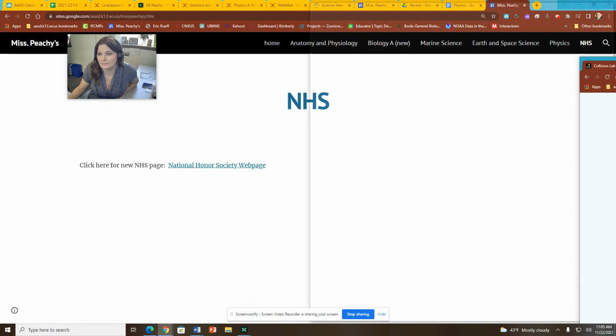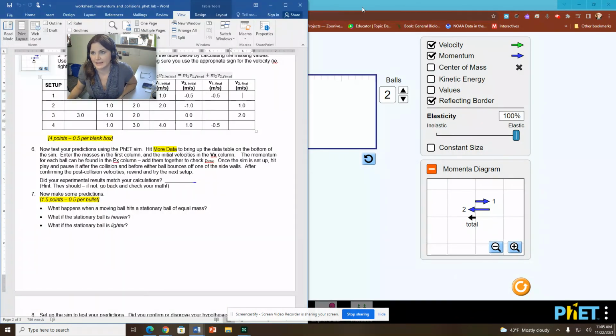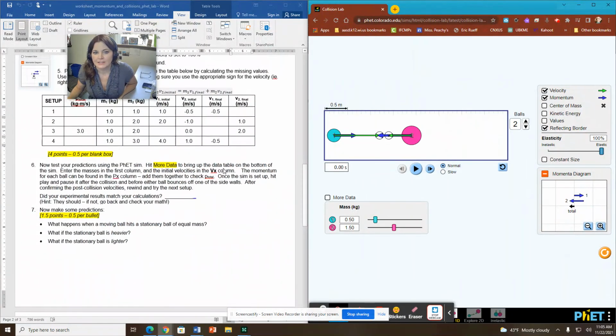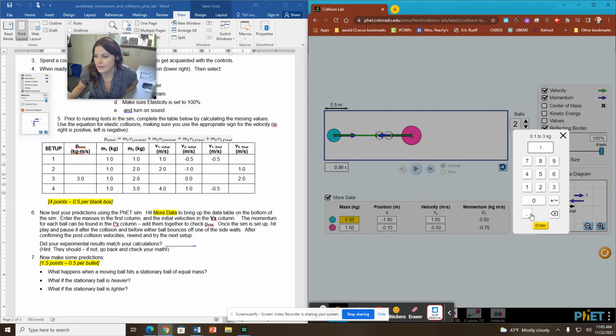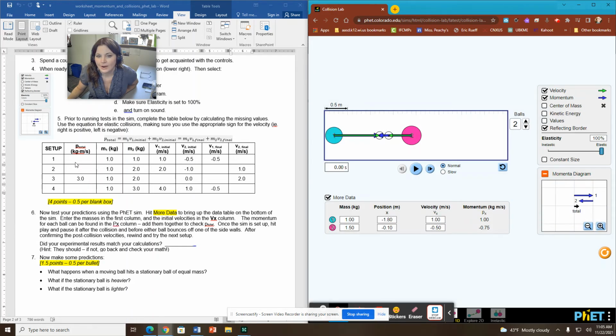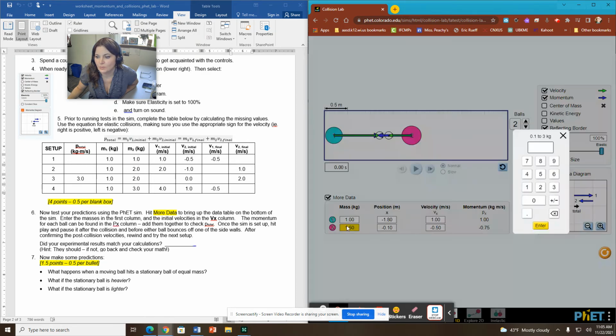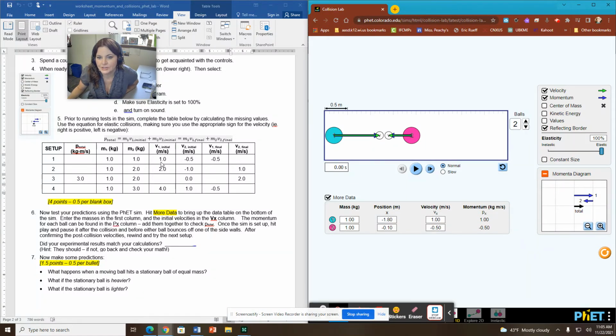So I'm just going to do a quick split screen just so that we have everything side by side. I'm going to quick do that a little bit better. So essentially, we're going to click on more data. And for our first one, we know the mass of object 1 is 1. So we're going to change object 1 to a mass of 1.0. We know the mass of object 2 is 1. So again, we're going to change that to 1.0. We know that the initial velocity of object 1 is 1. That's actually already set here. We know the initial velocity of object 2 is negative 0.5. That is also already set.